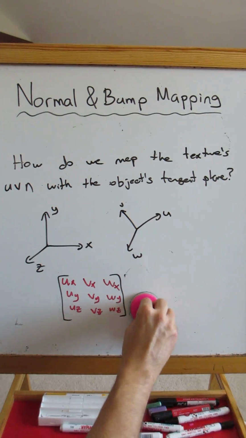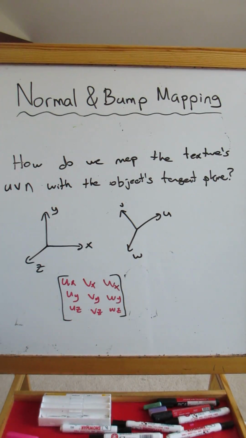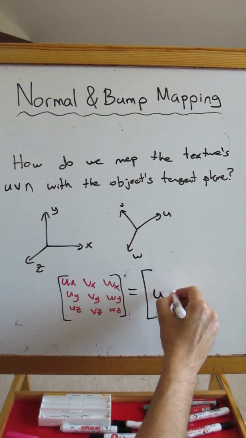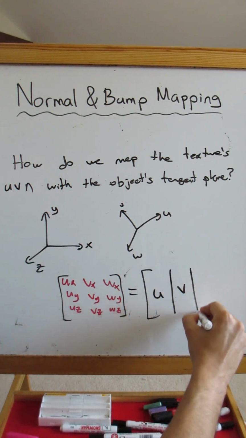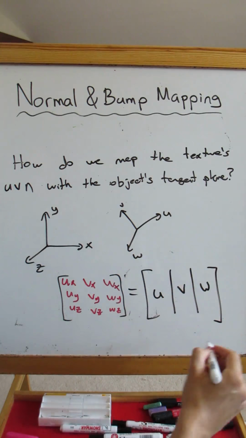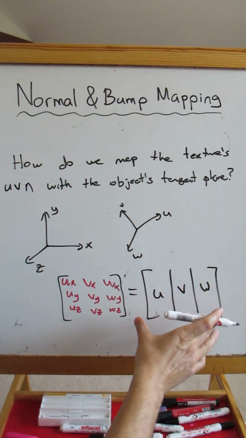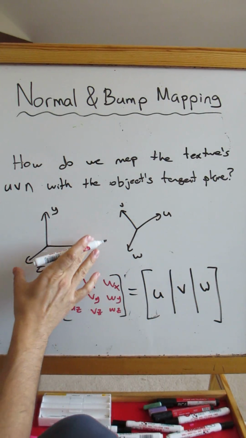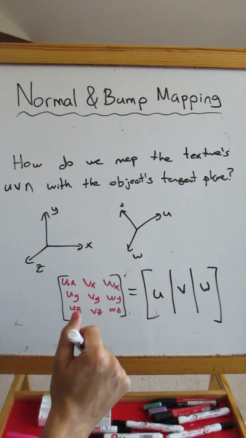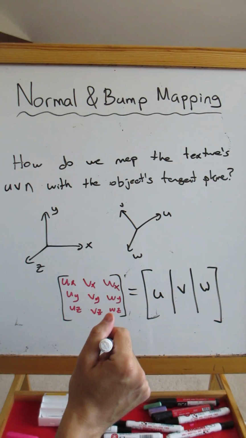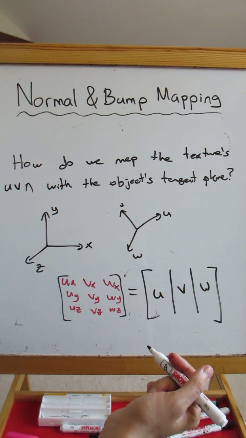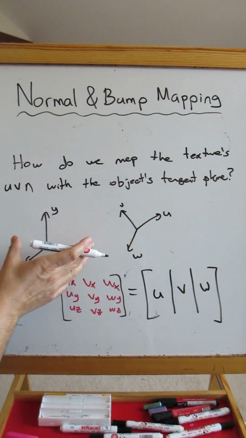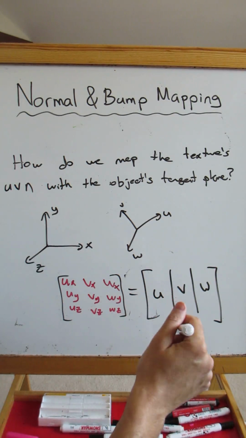This matrix is a different way of writing this: U, V, W, a kind of shorthand notation. This matrix will take you from the XYZ system to the UVW system. It's a rotation matrix basically. It's going to rotate, mapping this system to UVW.